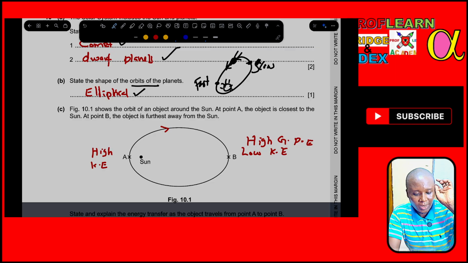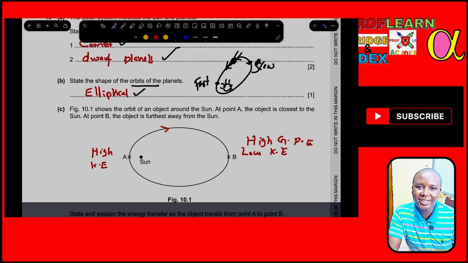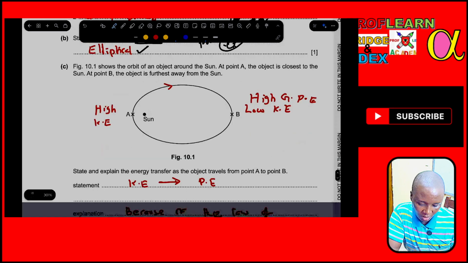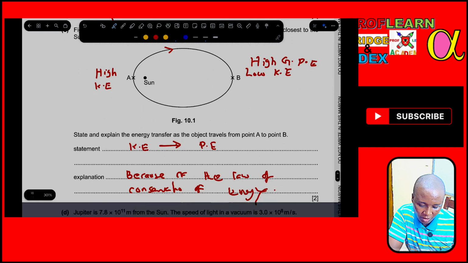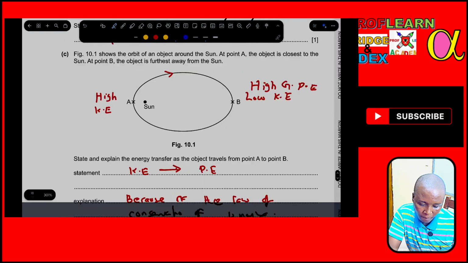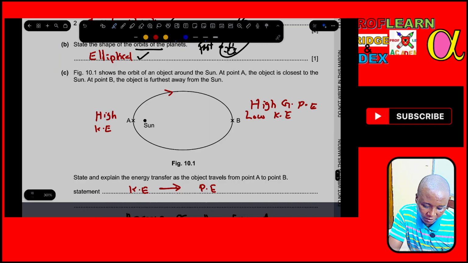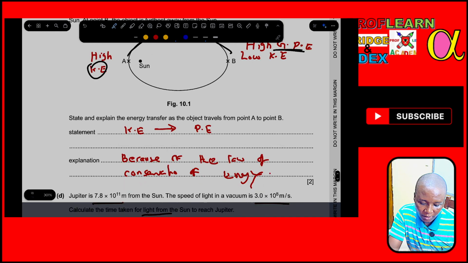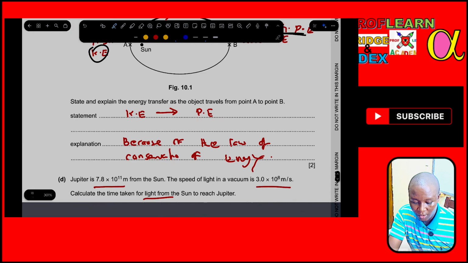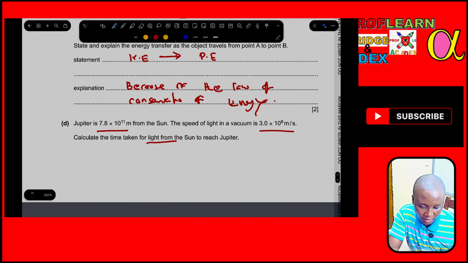So you can also be asked about the orbit of a moon. The orbit of a moon is around a planet and is always circular. Then explain the energy transfer of the object from point A to B. From point A to B, this is actually a comet. It has kinetic energy, and as it moves, it decreases to gravitational potential energy. So which means that the law of conservation of energy is considered here.